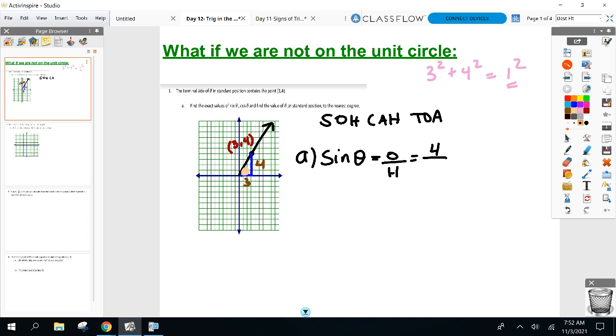So, Pythagorean Theorem. What am I plugging in for a and b? 3 squared plus 4 squared equals that side I need squared. Go ahead.